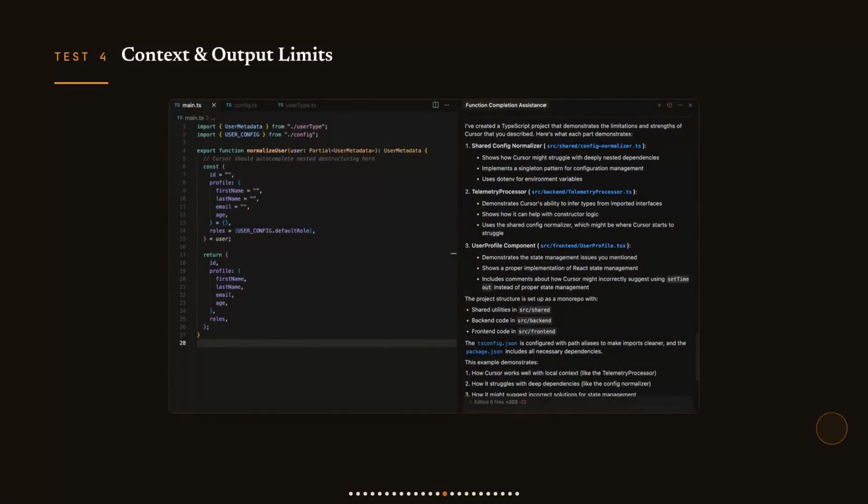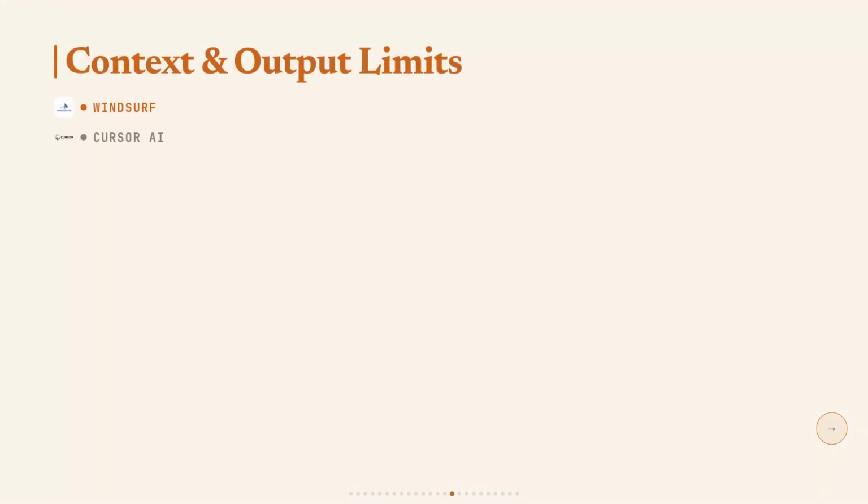Test 4. Context and output limits. Your monorepo has 2 million lines of code, and every time you ask your AI tool to do something, you have to manually mention the right files, or it hallucinates the wrong context. That's the Cursor AI experience on large repos, and it's a documented pain point in the community. Windsurf's Riptide is supposed to fix that automatically. Watch what happens when you put a millions of lines codebase in front of each tool.